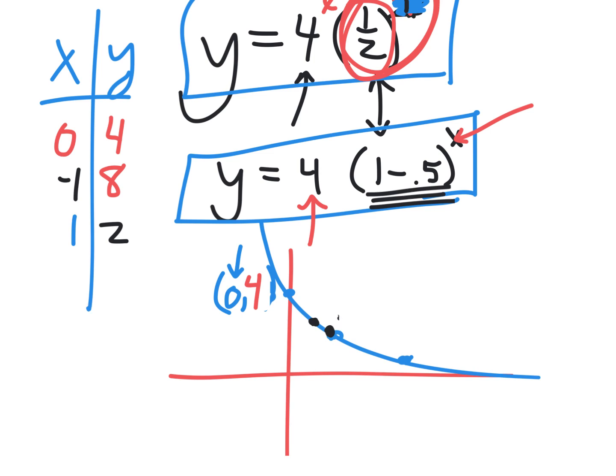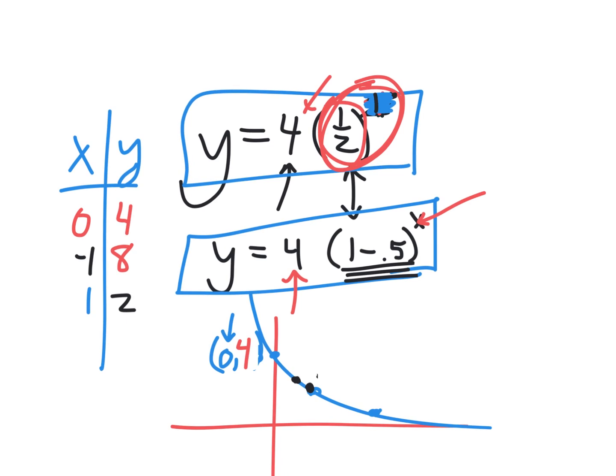If I put in 2, then I'd have a 2 right there. 1/2 squared is 1/4. 1/4 times 4 is 1. So 2, 1. Maybe that's like here. All right, so that's how you graph. So let's do one more like that. Here's a random graph. I want you to graph it, okay? Y equals 8 parentheses 3 to the x.